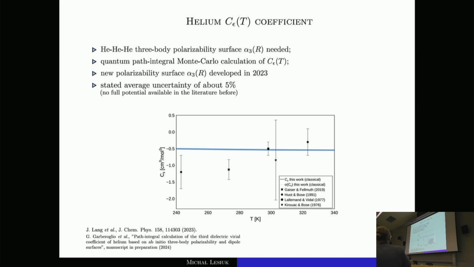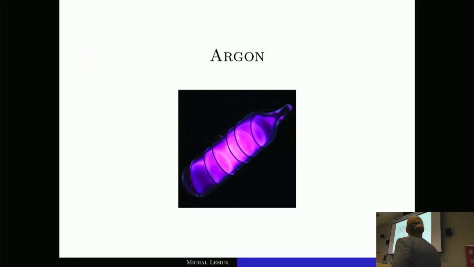As you can see, these experimental results, which were obtained previously, were not very reliable. They had quite large error bars. In our case, the uncertainty that we get is much, much lower. So again, experimentalists can just take this value and plug it into their device. Now I'll move to argon.